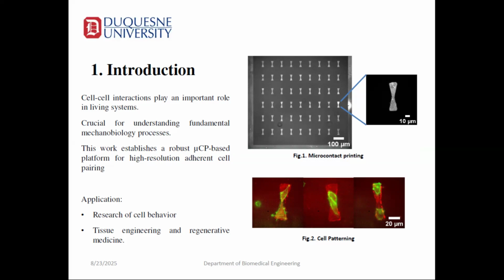So the first image shows the fluorescent image of a fibronectin structure in pattern design, and the second one is our goal of forming perfect pairs.